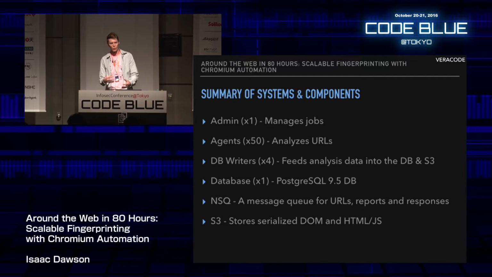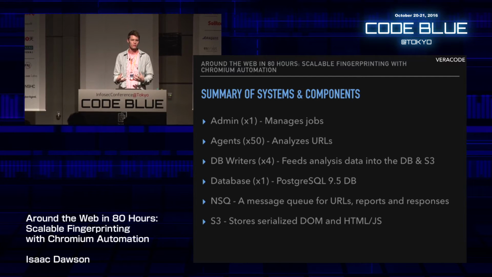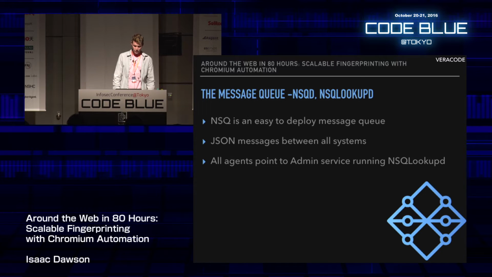NSQ is kind of the wiring or the backbone of this entire system. It's a message queue that's very easy to work with. So all these messages that are going between these systems are being sent over NSQ. And then finally, S3 is what I'm using to store the serialized DOM. So when I go to a URL to analyze it, I'll take a snapshot of what the actual DOM looks like at that particular time, as well as capture the raw HTML and JavaScript to store in S3.